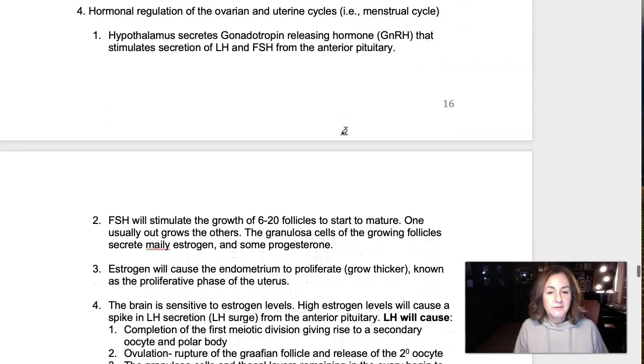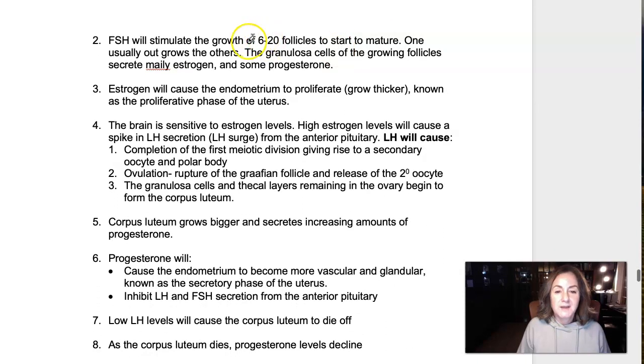But what I did in the notes is I tried to tell the story again step by step by just writing it out. So hypothalamus secretes GnRH. That's going to cause secretion of LH and FSH from the anterior pituitary. FSH is at the start of the cycle. It's going to cause a bunch of follicles to mature. One usually outgrows the others. You can have two mature vesicular follicles and both be ovulated, and if they were both fertilized, that would be fraternal twins coming from two different oocytes.